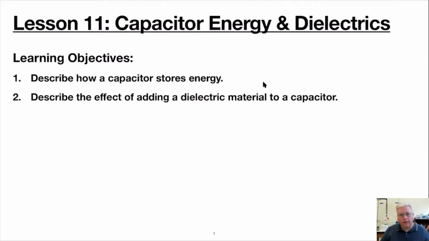Okay, this is lesson 12 on capacitor energy and dielectrics. I'm sorry, 11 there, but that's actually lesson 12. So here we're going to learn how to describe how a capacitor stores energy and also describe the effects of adding a dielectric material to a capacitor.